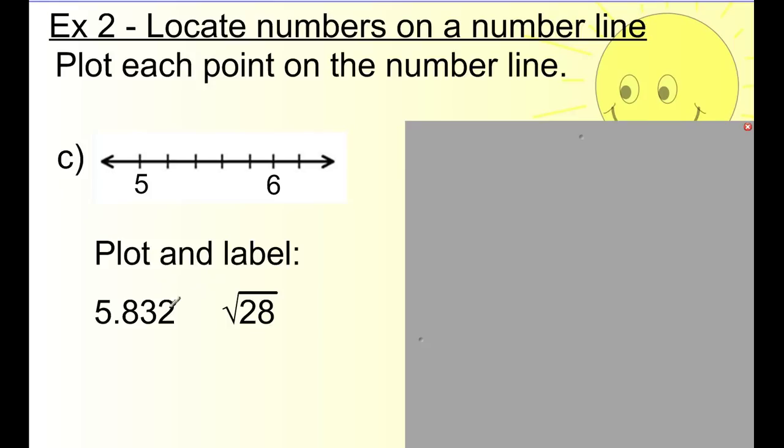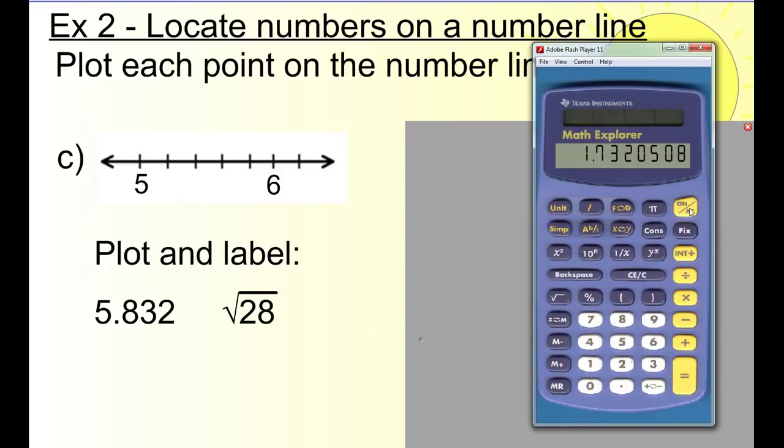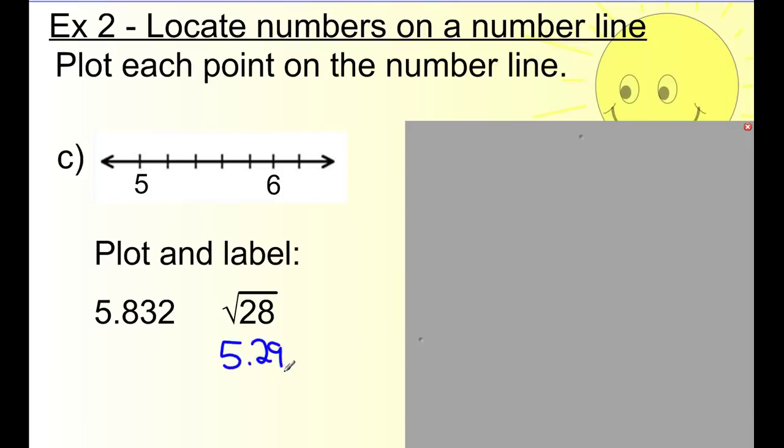Letter C. So this guy, 5.832. Well, he'll be, I don't know, someplace in this ballpark. He's at the end of the 5s, almost 6. This square root of 28, I don't know. Let's see. Square root of 28 is 5.29. Okay, so 5.29, let's see here. 1, 2, 3, 4, 5. So each number between 5 and 6, there's 5 spaces.